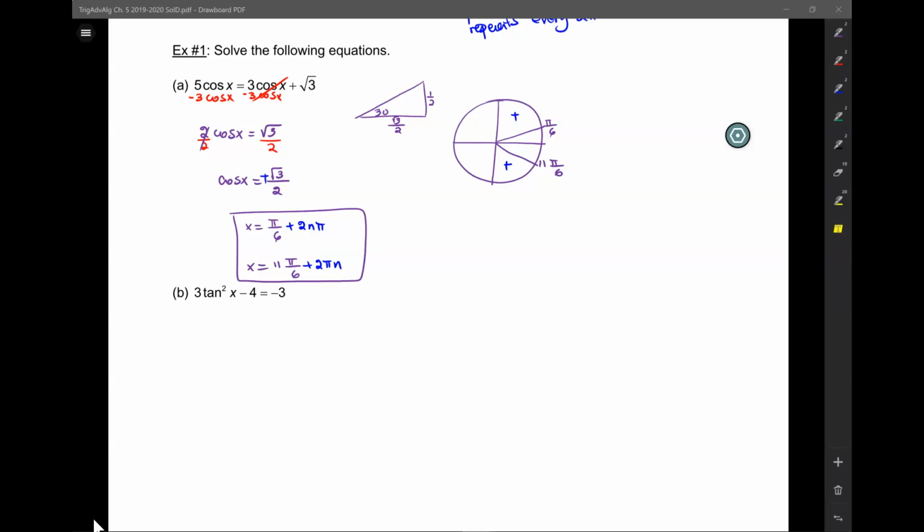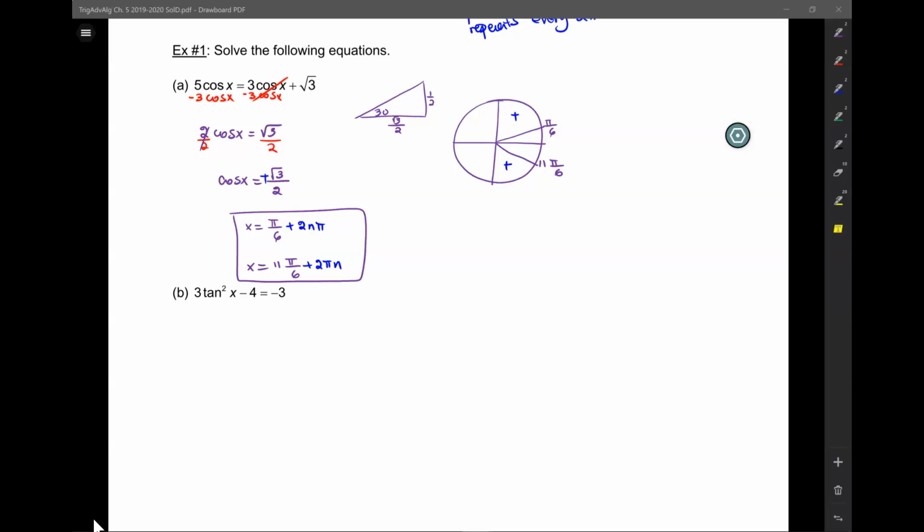And then, why did we put the 2 pi n or the 2n pi? What was the reason for that? It's like every 2 pi. Because it repeats, right? That y value of root 3 over 2 repeats every 2 pi. Okay, we're going to do another one now. So again, the process is the same every single time. Isolate the function with the cosine and then find the value of the angle.